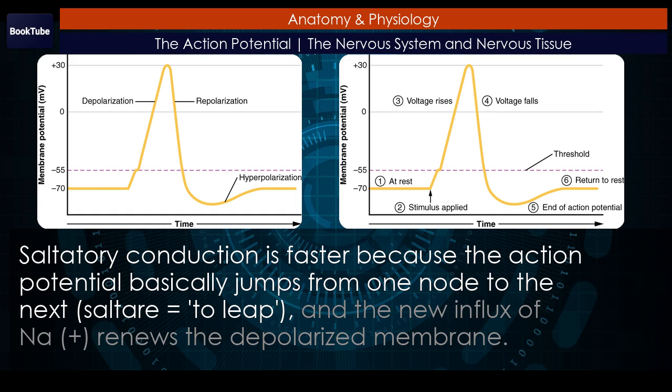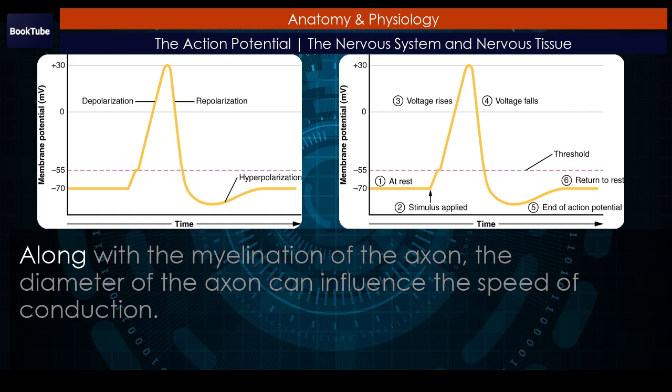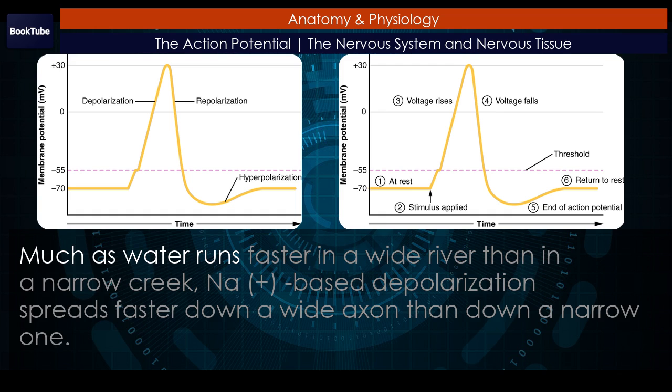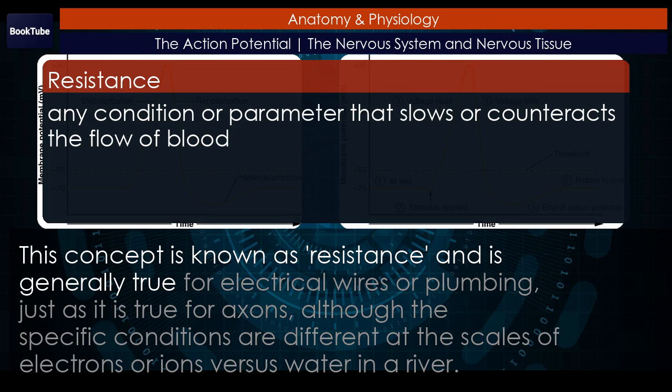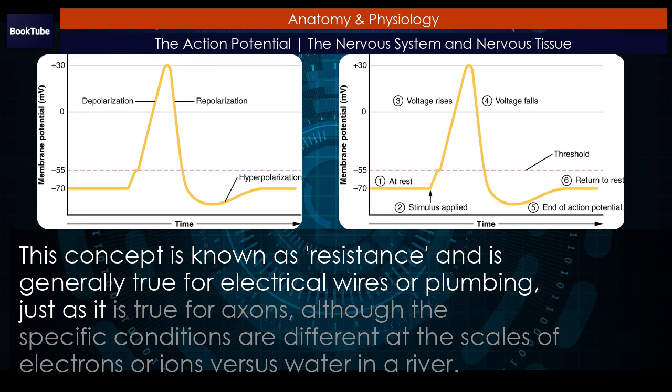Saltare means to leap, and the new influx of Na+ renews the depolarized membrane, along with the myelination of the axon. The diameter of the axon can influence the speed of conduction, much as water runs faster in a wide river than in a narrow creek. Na+ based depolarization spreads faster down a wide axon than down a narrow one. This concept is known as resistance, and is generally true for electrical wires or plumbing, just as it is true for axons, although the specific conditions are different at the scales of electrons or ions versus water in a river.